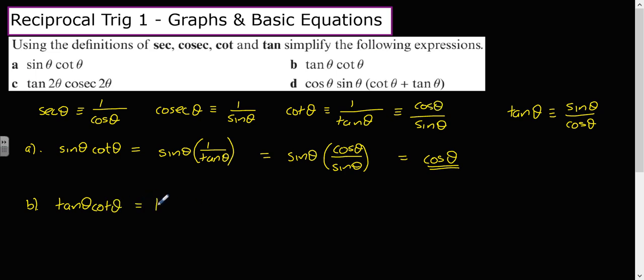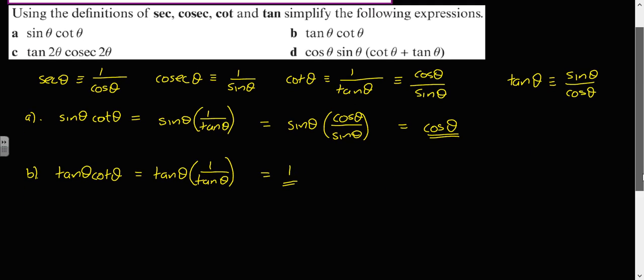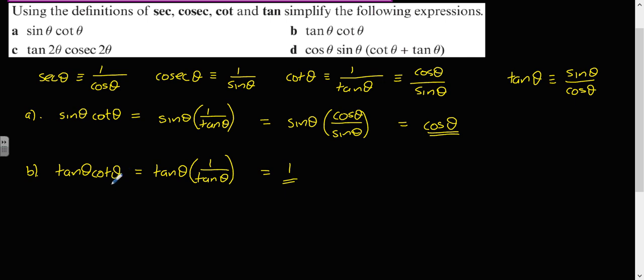So for part B, we have tan theta cot theta. A little bit simpler, this one. So we'll switch out the cot theta because it's the only thing we can do. And we just end up with tan theta multiplied by 1 over tan theta, which just shrinks down to 1. And it's important to remember that these are actually identities. This is true for any value of theta.